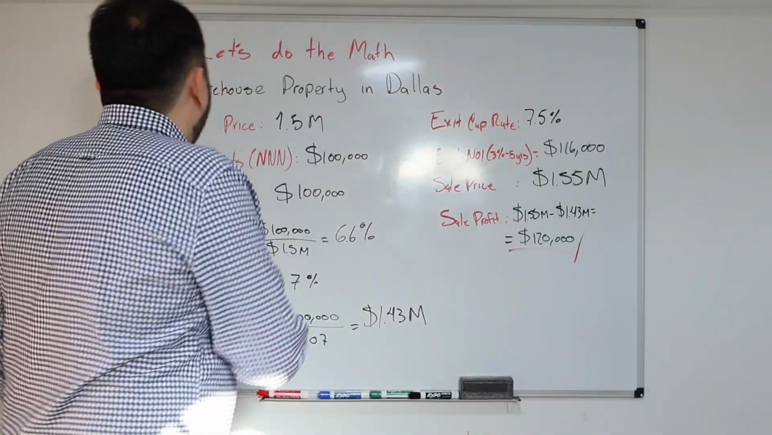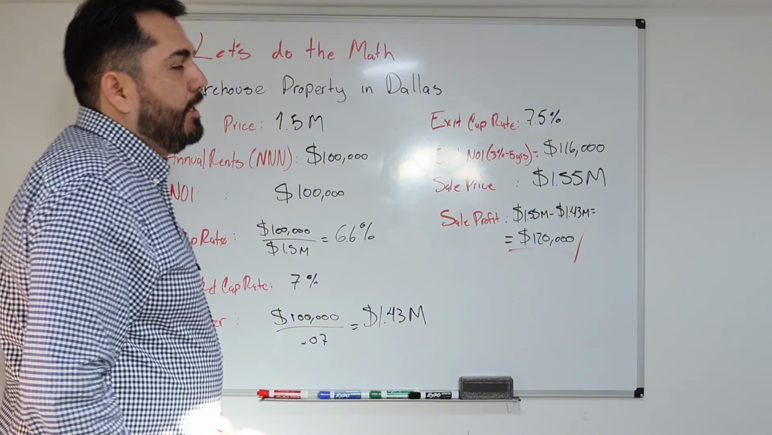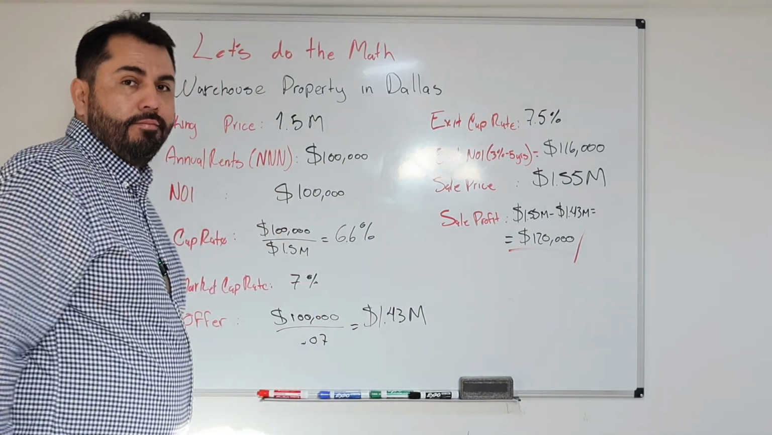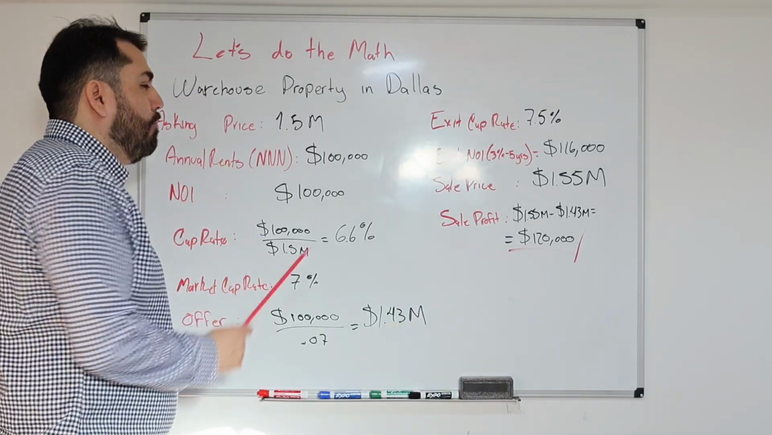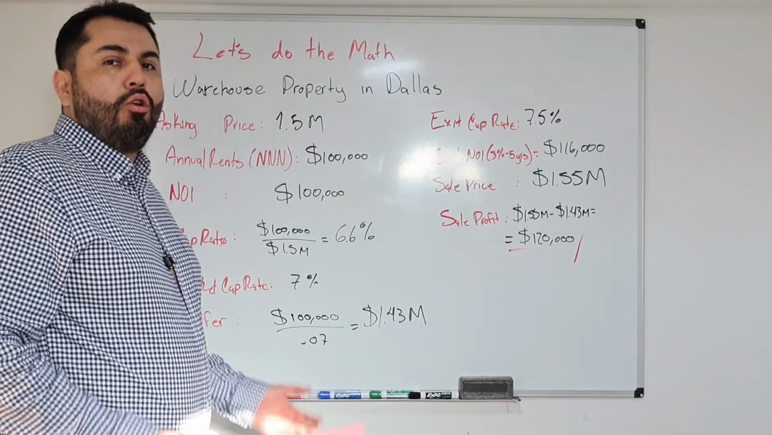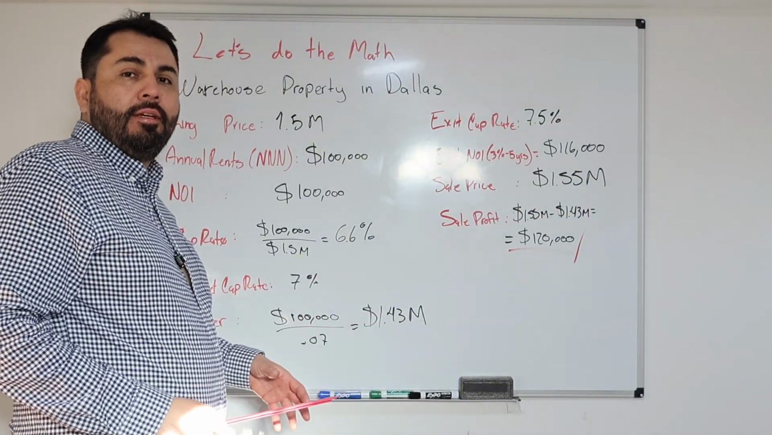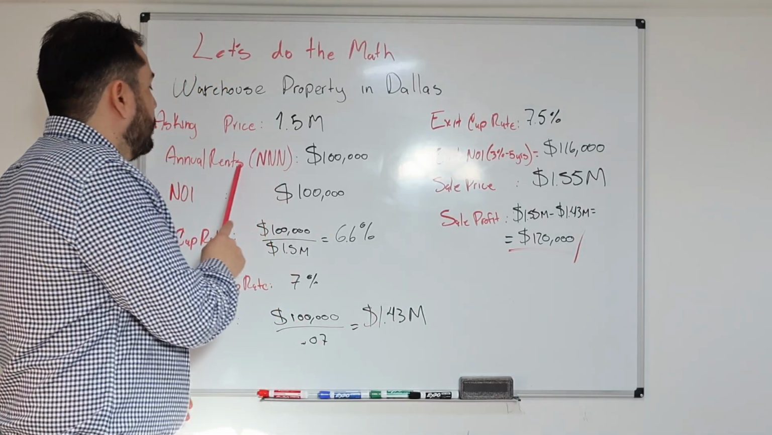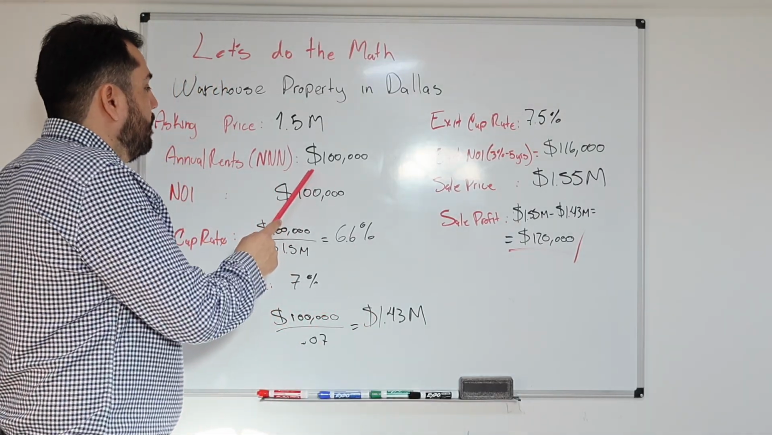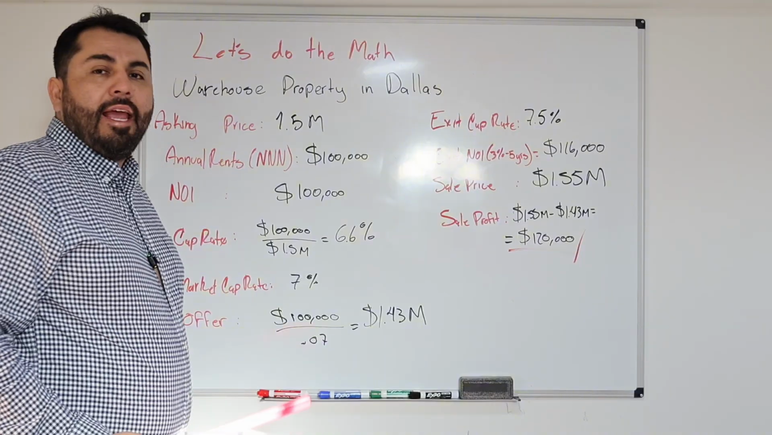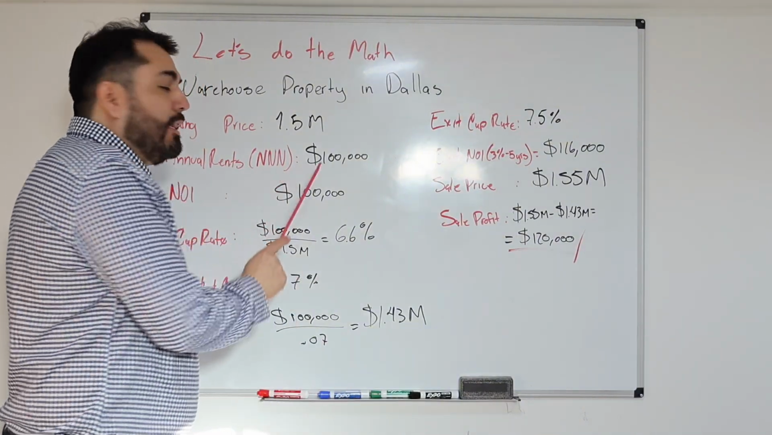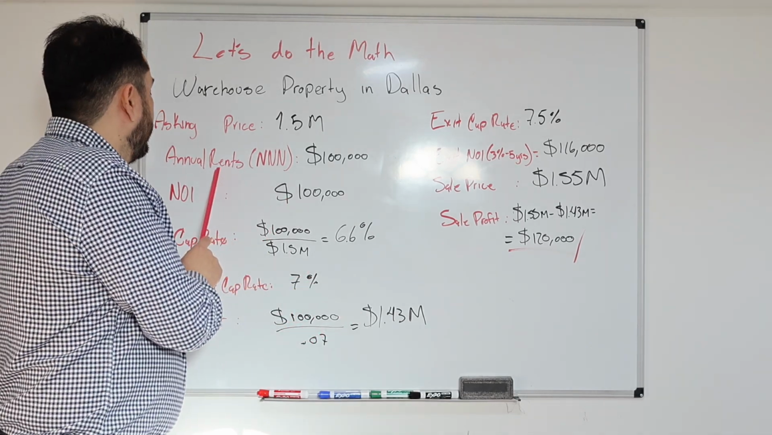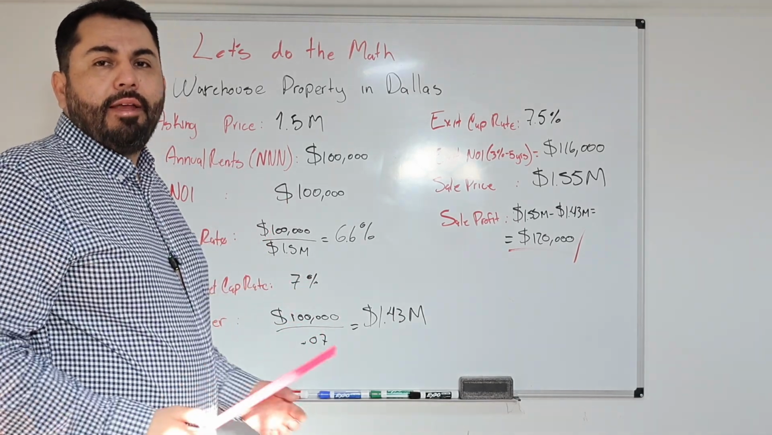a commercial property. Okay, so here we have a warehouse property in Dallas. The asking price for the property is $1.5 million. Annual rents, how much we get from the property. This is a core strategy. We are going to purchase the property, then hold it, and then sell it. Okay, so the property is already rented, cash flowing, and we get $100K a year. Okay, triple net leases. That means this is all NOI because the tenant is already paying the expenses.